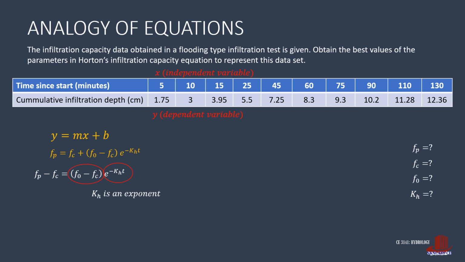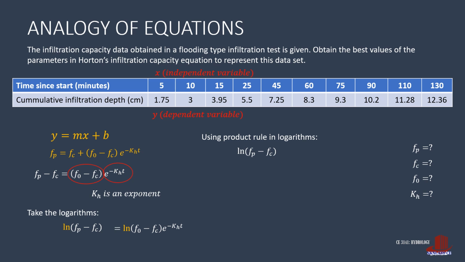So to be able to solve kh later, we take the logarithm of the function. Now what we have is ln of Fp minus Fc as equated to the logarithm of F0 minus Fc times e raised to negative kh times t. Using product rule of logarithms, we can separate the two terms, making the equation ln of Fp minus Fc as equal to ln of F0 minus Fc plus ln of e raised to negative kh times t.